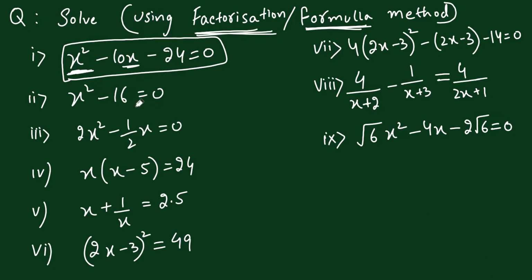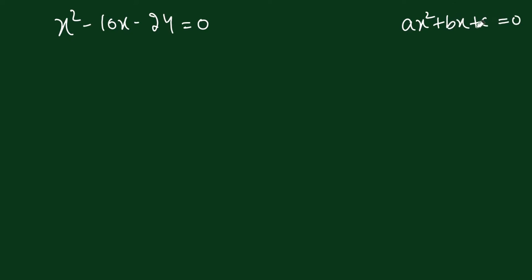So looking at the first sum, it's x square minus 10x minus 24 is equal to 0. Before solving this sum, let me repeat what I have taught you in previous videos, that every quadratic equation will be in this form: ax square plus bx plus c is equal to 0.